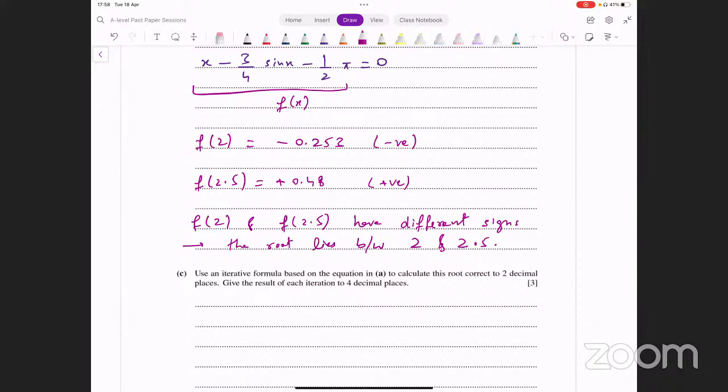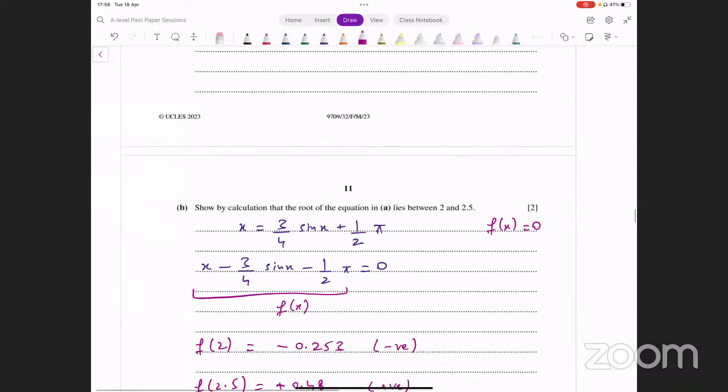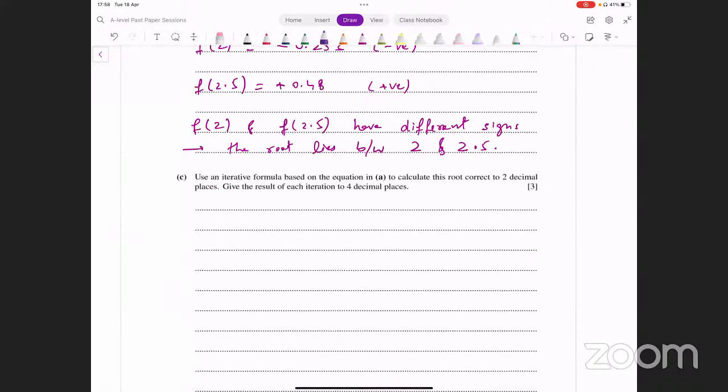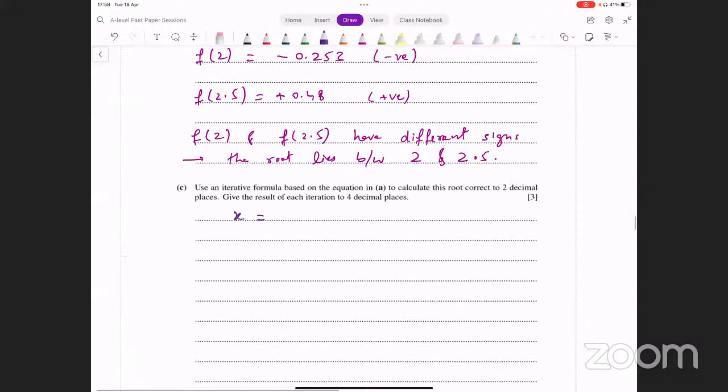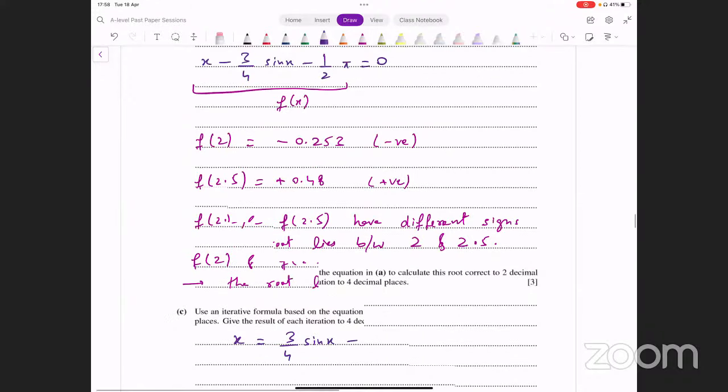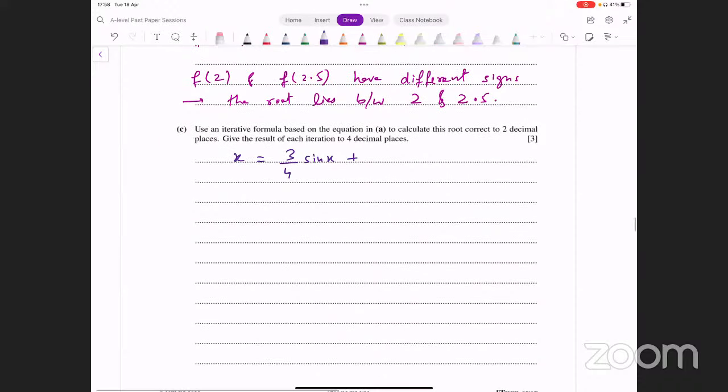Use an iterative formula based on the equation in A to calculate this root, correct to 2 decimal places. Give the result of each iteration to 4 decimal places. Now, this is the equation that we have from the previous part: x equals 3/4 sin x plus pi/2. This is the equation.